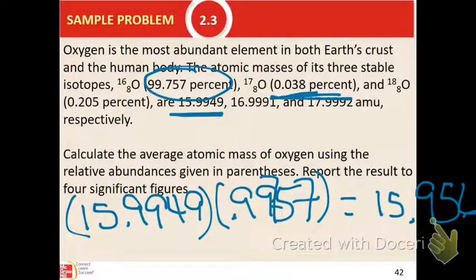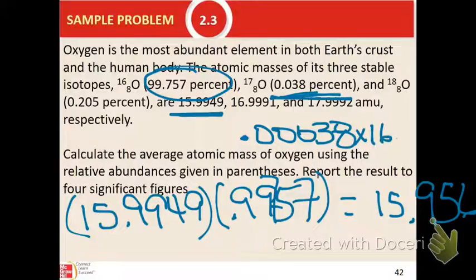Now look carefully on this. For this one, we're going to have to say 0.00038 times the 16.9991. And when we do that, 0.00038 times 16.9991, we get 0.00646, which is close enough to 65.